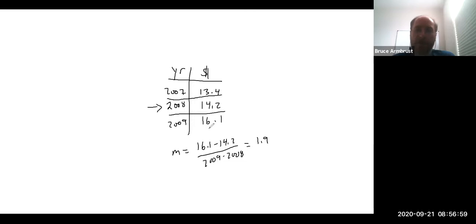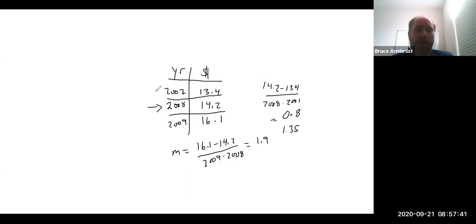I could also do 2007 to 2008, which would give me, what, 0.8. And so what I could infer from this is that my instantaneous rate of change is somewhere between 0.8 and 1.9. And so without any other information, without any better information, I would probably just split the difference in these. And I think that would put me at like 1.35.